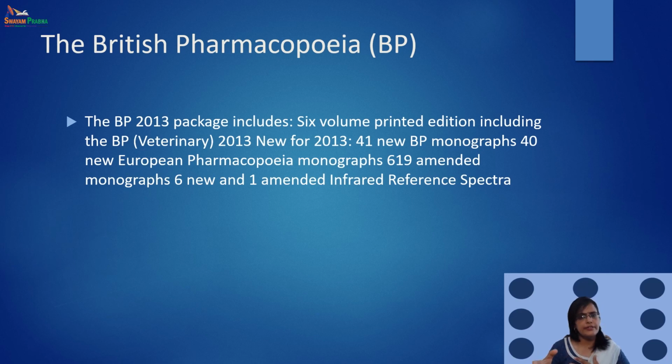The 2013 BP edition was launched in 6 printed volumes, including BP Veterinary 2013, which was new for the year 2013, with 41 new BP monographs, 40 new European Pharmacopoeia monographs and 619 amended monographs, 6 new and 1 amended infrared spectra. These were included in British Pharmacopoeia.